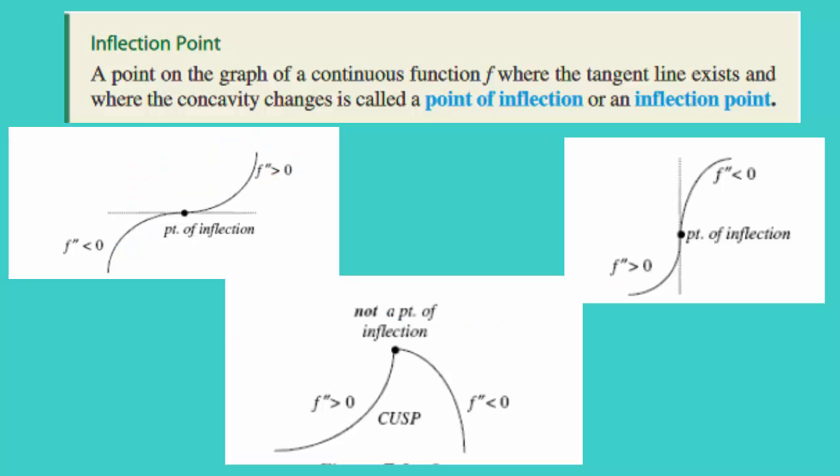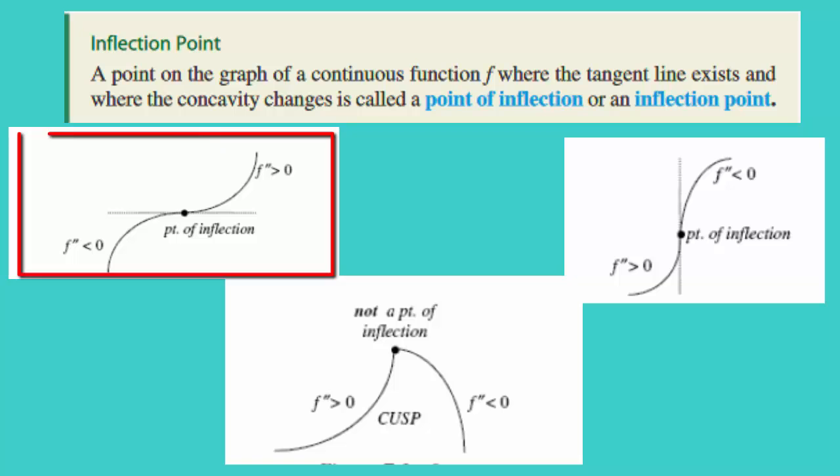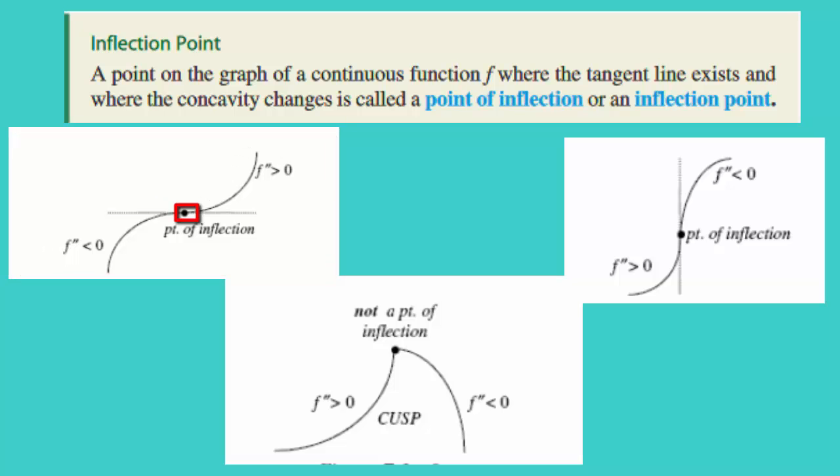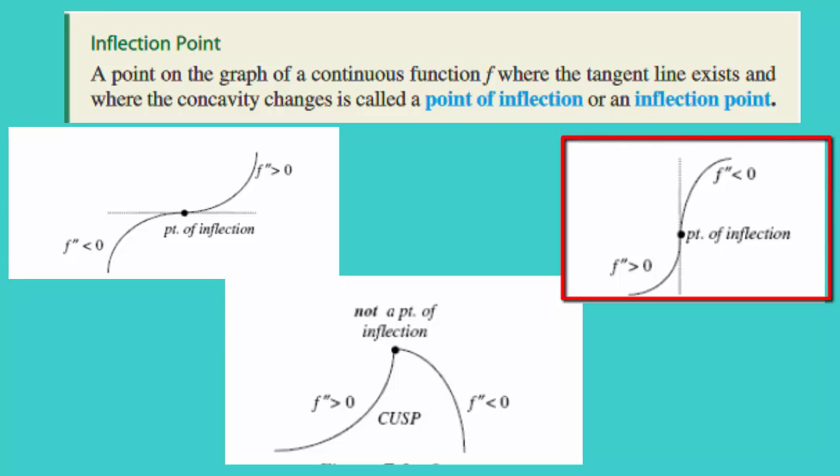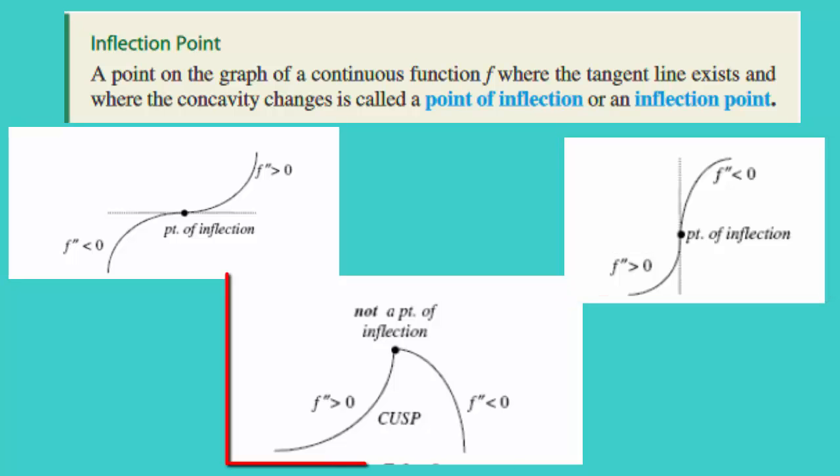Let's look at the formal definition of an inflection point. It is a point on the graph of a continuous function where the tangent line exists and where the concavity changes. So at our point, the concavity has to change on either side and a tangent line has to exist. On this first example, we have a point of inflection. The concavity changes on either side and we can have a tangent line at that point. In the second example, same thing, concavity changes and we have a tangent line at that point.